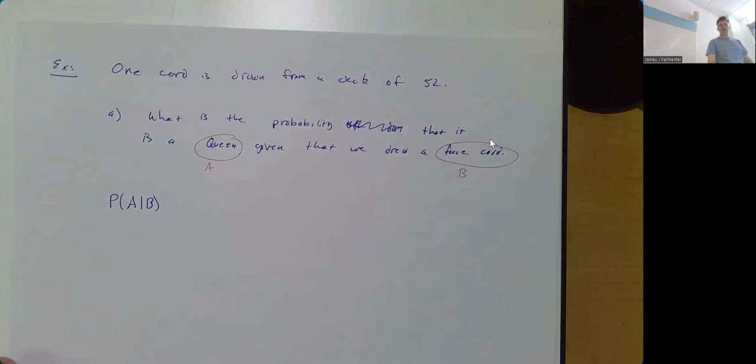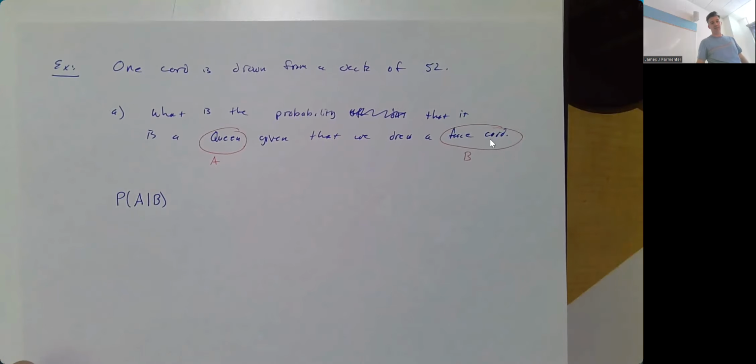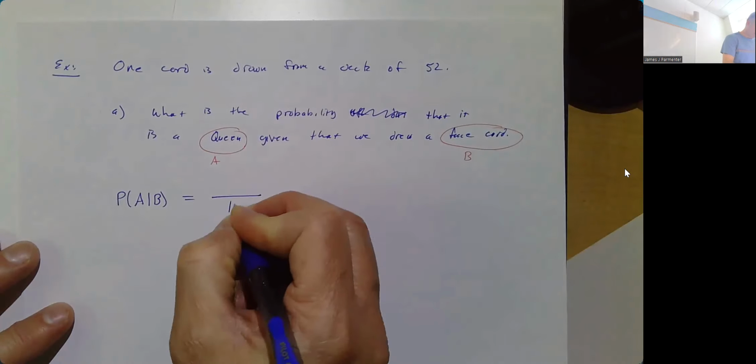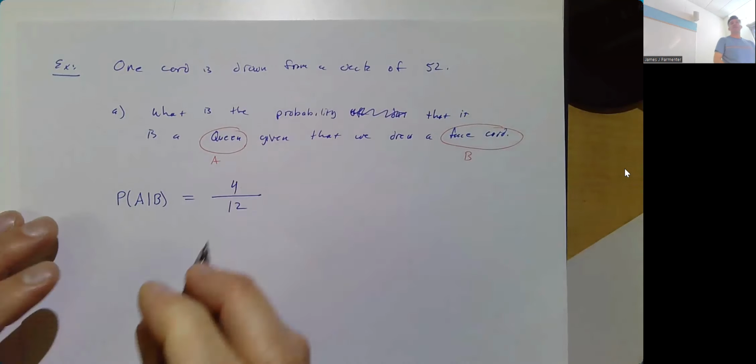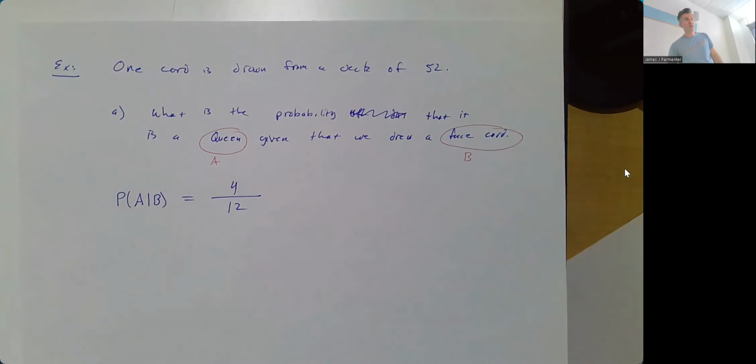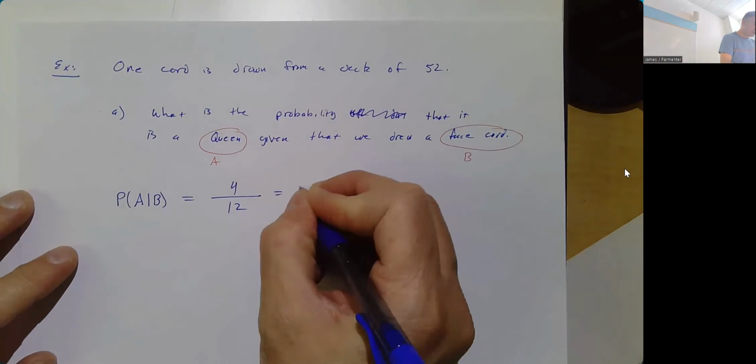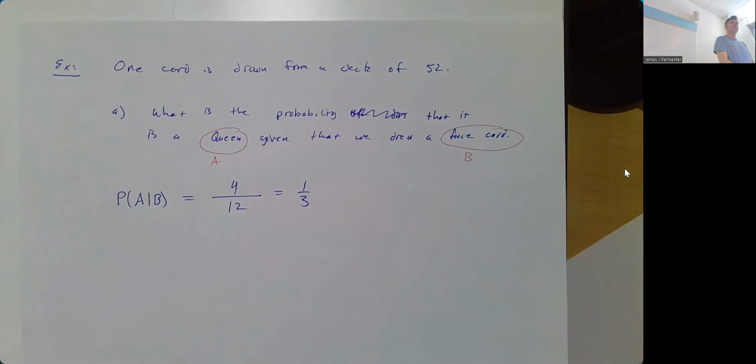Let's try and answer this in the easiest way possible before we talk about the formula. How many face cards are in the deck of cards? How many queens are there? How many jacks? How many kings? How many total? 12. So out of the 12 possible face cards, how many of them are what we want? If someone tells you they drew a face card, you can say, well, there's a 1 in 3 chance you drew a queen.